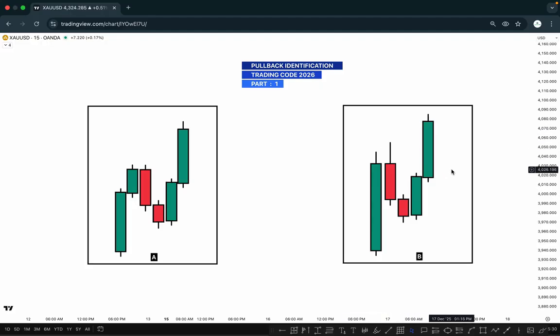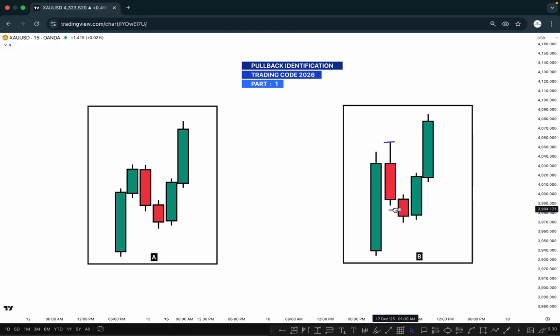So in this case, how can we mark them as a valid pullback or invalid pullback? Now we need to mark this one here, not this one. We need to mark this candle here. This is important for us because the previous bearish candlestick which created a high is here. So we need to focus on the recent candle here. This candle high is here.